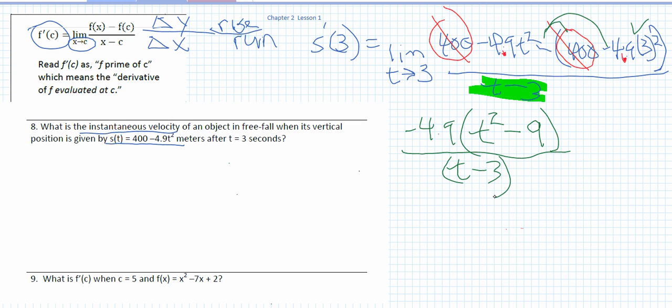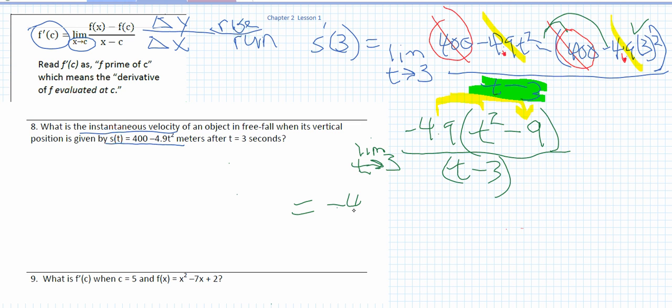Just to reiterate, if we redistribute that negative 4.9 to both terms inside the parentheses, we are right back to where we started up on the top with this term and this term. Alright, let's continue and recall that this is still the limit as t is approaching that 3-second mark. If you look at the numerator, you've got to try to factor that out, and since you have a square minus a square, it's going to be able to factor out.